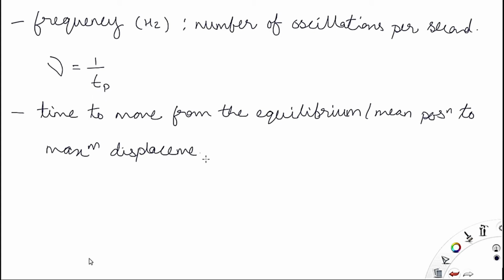Now time to move from the equilibrium position or the mean position to the maximum displacement, which is the amplitude, means time to get one amplitude or time to get to the maximum displacement is equal to 1 by 4 of the time period. Okay, that we can see that from the mean position the maximum displacement is known as amplitude. That's why it happens 4 times in a time period. That's why time to move from equilibrium position or mean position to the maximum displacement is equal to time period by 4.